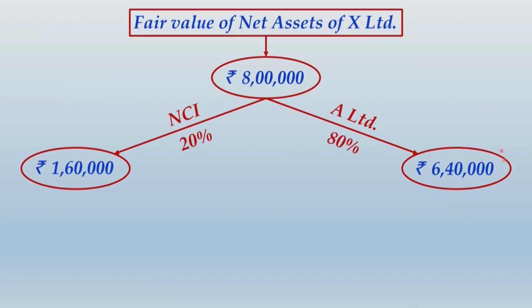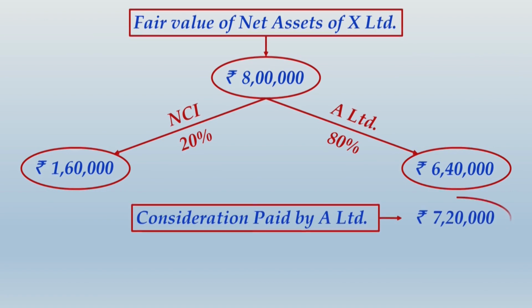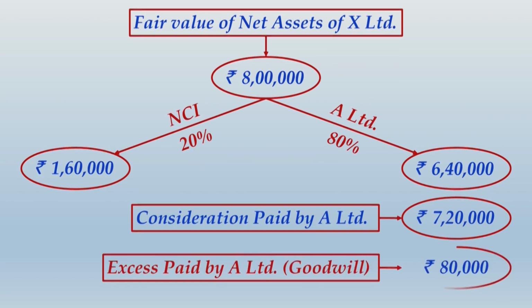However, to acquire this much value of net assets in X Limited, A Limited did not pay 6,40,000. A Limited has paid something more than that. So consideration paid by A Limited is 7,20,000. Notice one thing, what you have paid is more than what you have acquired. That difference will definitely result in goodwill. So the excess paid by A Limited, we are calling goodwill.